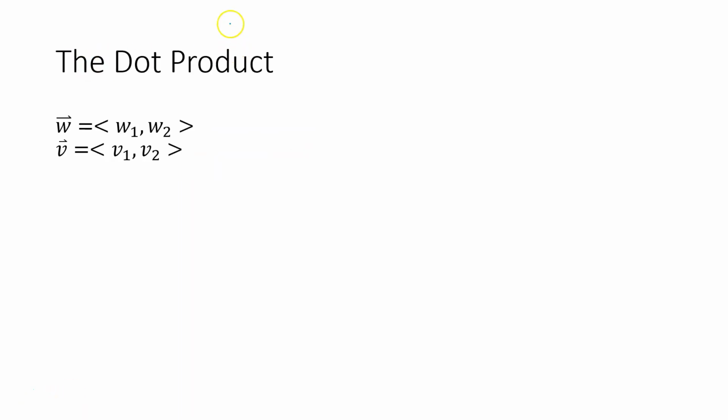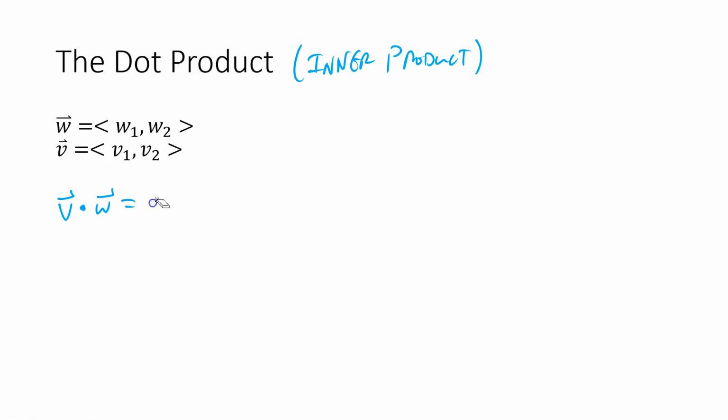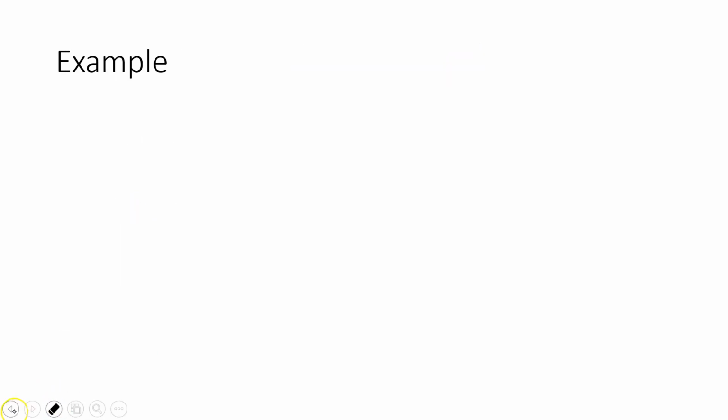The dot product is also called the inner product. The cross product is called the outer product. The inner product or the dot product is pretty simple. If we have two vectors, w, which has components w1, w2, and vector v, which has components v1 and v2, then v dot w is equal to, sorry, that should not be a vector. I'll make sure, whoops, too far.